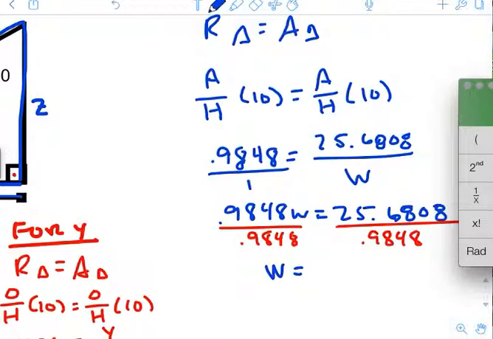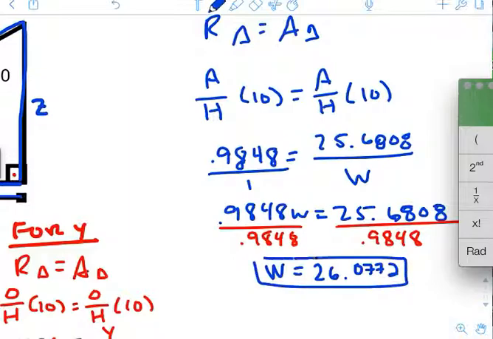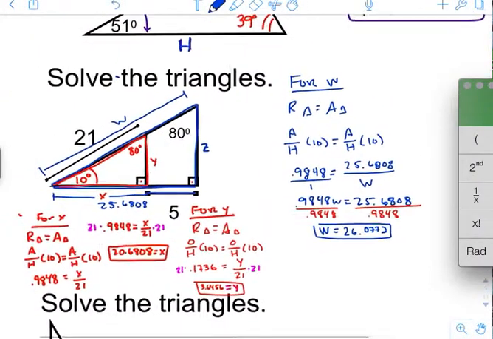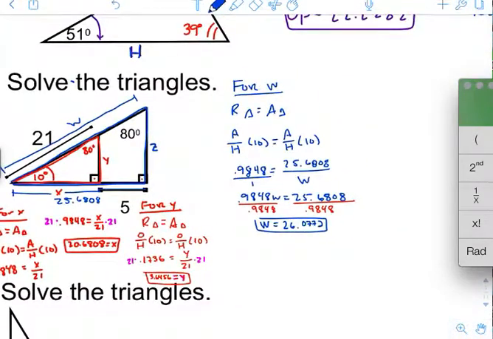So W is equal to 5. Okay, so W is going to be equal to 26.0772, which is rounded, of course. Well, that's my entire hypotenuse side, only leaving Z. So let's go ahead and solve that bad boy.